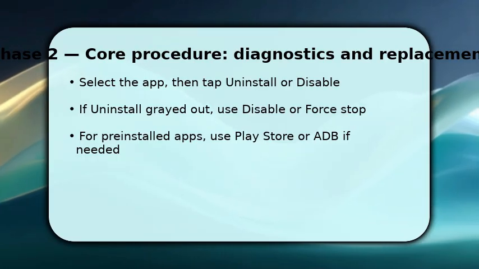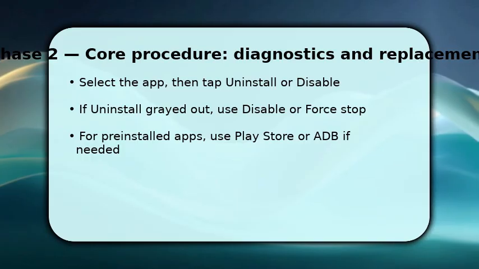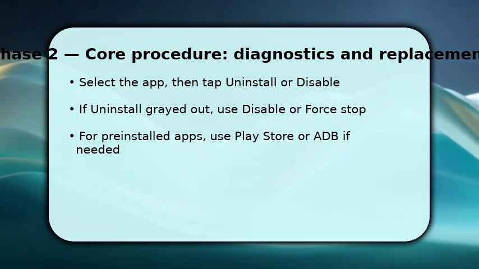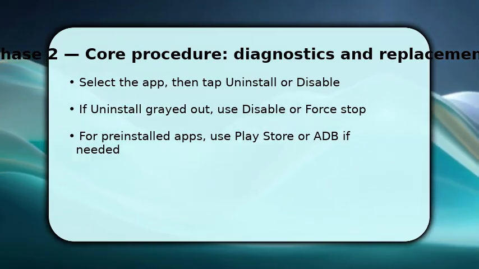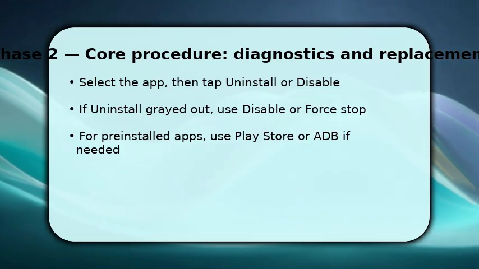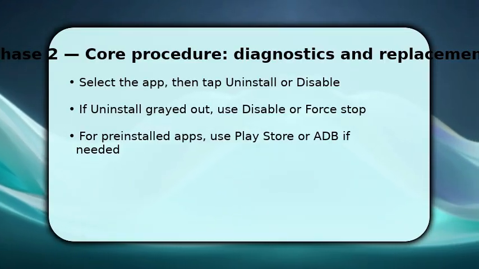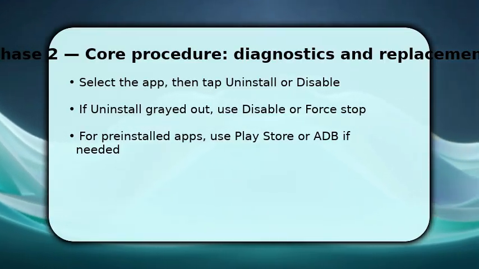If uninstall is available, tap it and confirm to remove the app and its data. If uninstall is grayed out because it's a system app, choose disable to stop it and free resources. You can also force stop to halt background activity. For stubborn pre-installed apps, make sure you try updating via Play Store or, when comfortable, use ADB command.